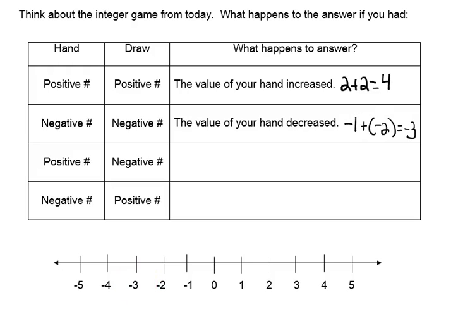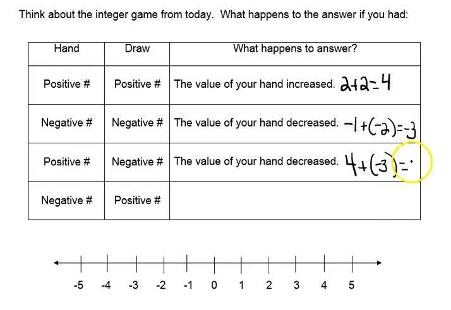What happened when you had a positive number in your hand and you drew a negative number? The value of your hand decreased. For example, if you had a positive 4 in your hand, but you drew a negative 3, the sum of your hand would be 1, because you'd start at 4, count down 3, 1, 2, 3, and the sum of your hand would be 1. So the value of your hand went from 4 to 1.